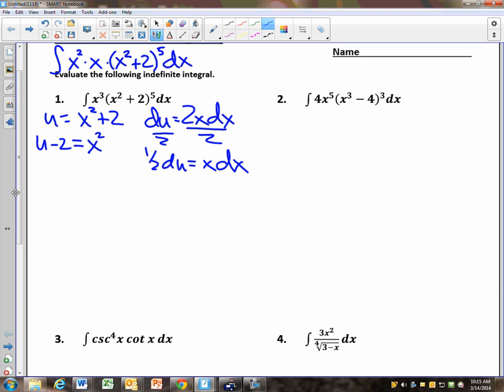I was able to see I could rewrite it so I could grab that x squared from another u. So, well, you just substitute. Let's do it. So I'm going to look at this one up here. I'm not going to look at this one. This one does me no good anymore. What do I put in for the x squared? u minus 2. What do I put in for x squared plus 2 to the 5th? u to the 5th. What do I put in for x dx? 1/2 du.